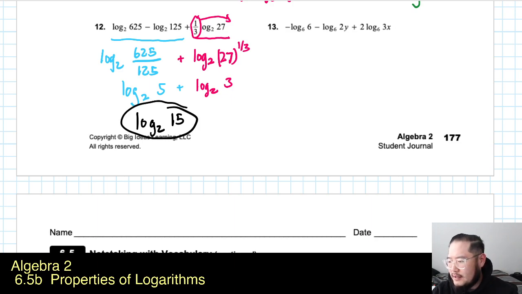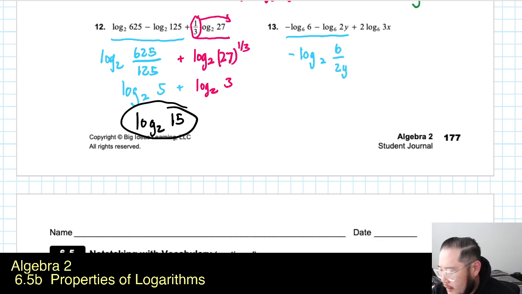Okay, next up. Let's worry about, in number 13, the first 2 terms. I'll underline that. And since we're subtracting, that means we are dealing with our quotient property. And so this becomes log base 2 of 6 over 2y.